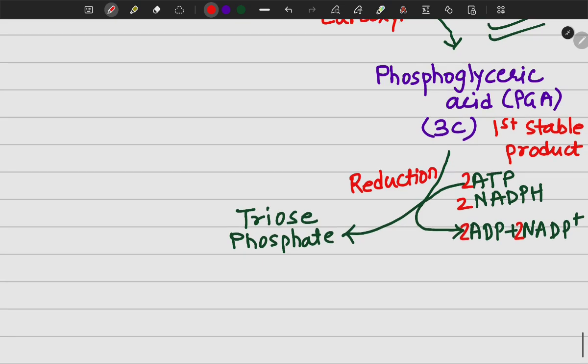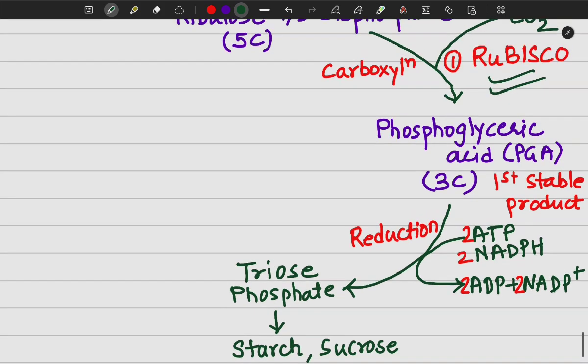Now this triose phosphate forms our carbohydrate or starch or sucrose. So this is the carbohydrate that is required by the plants, that is synthesized during the photosynthesis. It is produced after the reduction step in the Calvin cycle from this triose phosphate. Alright, so the second step is complete.